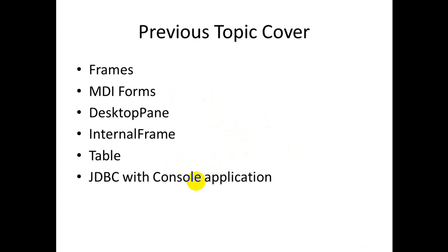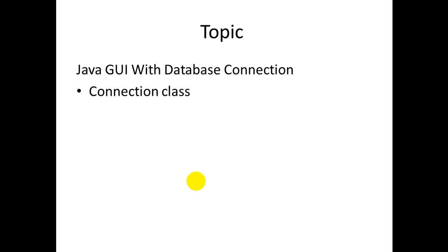So our next topic is GUI with database connection, graphical user interface with database connection. We will make use of the knowledge of chapters 1, 2 and 3, and club them together. In this session we are going to discuss the connection class. We have already discussed this, but how we apply the connection class in GUI, we will see that.